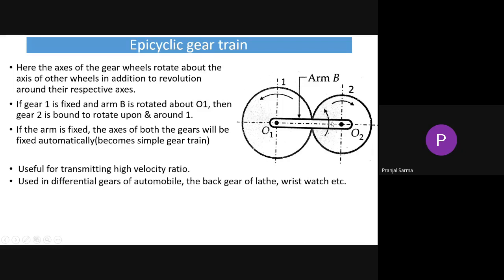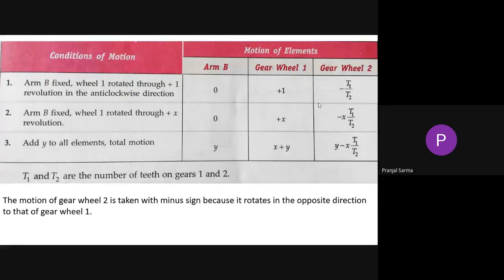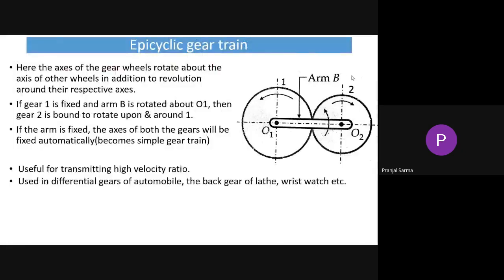As it is externally meshed, will wheel 2 rotate in the same direction or in the opposite direction? Opposite. Correct, it will rotate in the opposite direction. So we have to consider a negative sign, because the other one we considered positive. How we get the motion depends on the number of teeth. So the motion of wheel 2 will be minus t1 by t2. So t1 by t2 gives the motion of the second element.